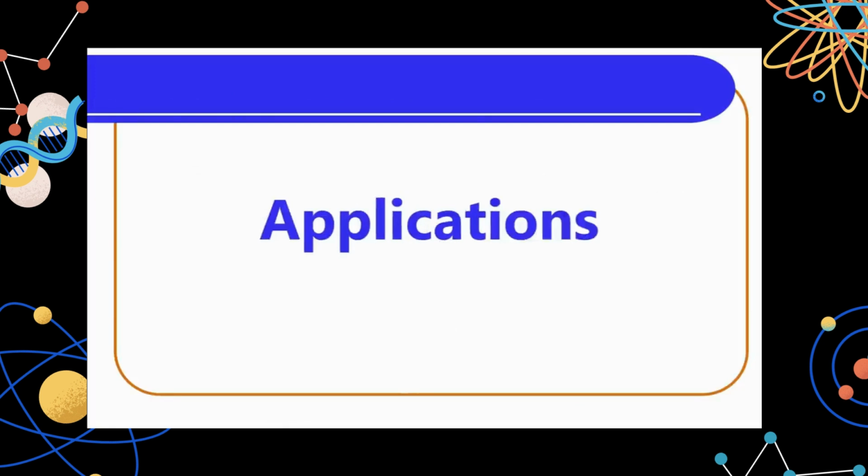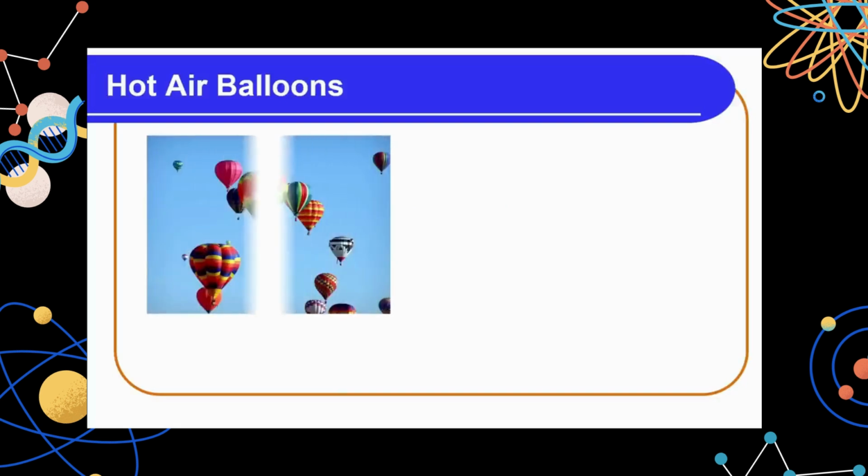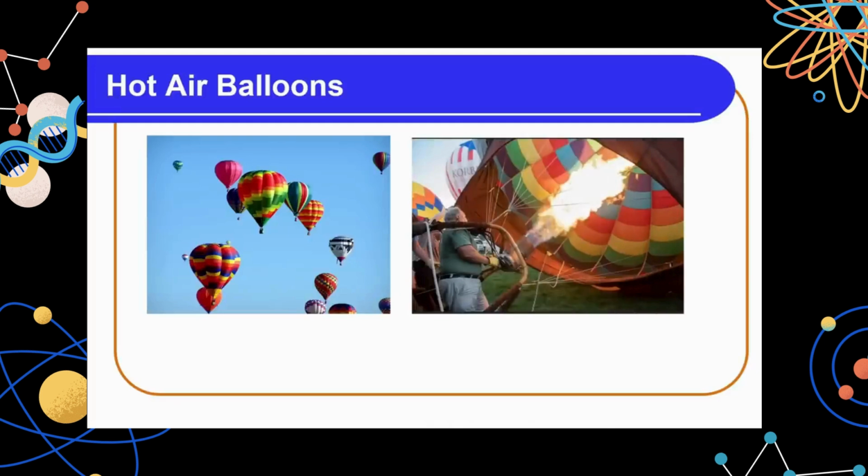Punta na po tayo sa applications ng Charles Law. So, one application of Charles Law is the hot air balloon. What is the mechanism of a hot air balloon? Paano ba yan nakakalipad? Nakakalipad ang isang hot air balloon because of the fire that you can find at the bottom of it. So, ang nangyayari dyan, para ma-inflate si hot air balloon, ay pinapainit yung hangin na nasa loob niya. And that increase in temperature would cause an increase in volume as well as stated by Charles' law.